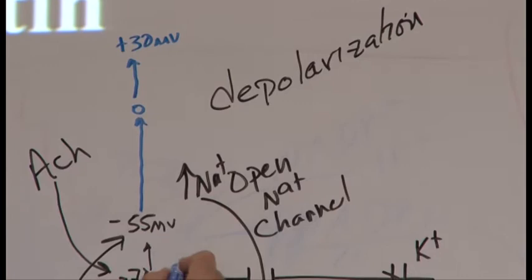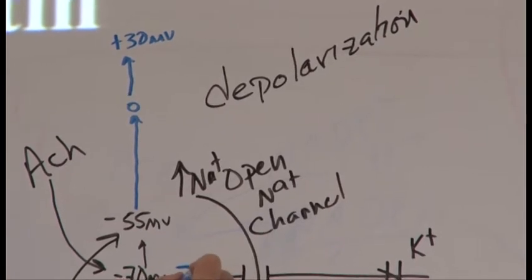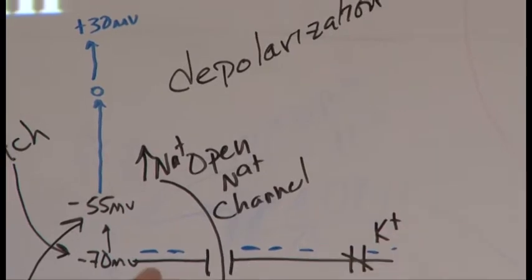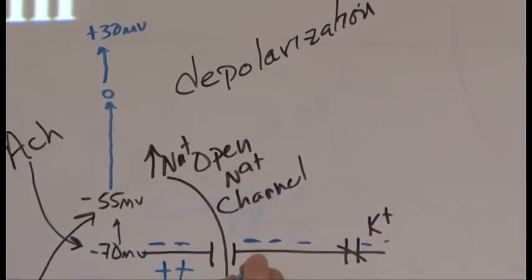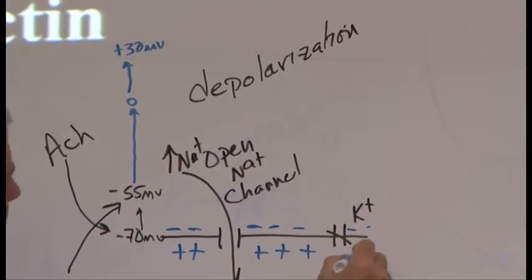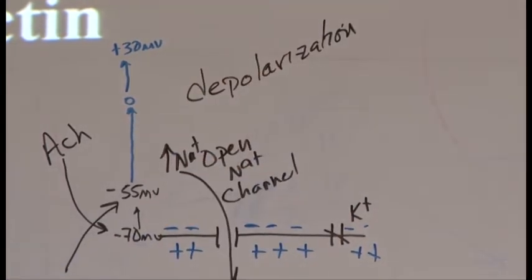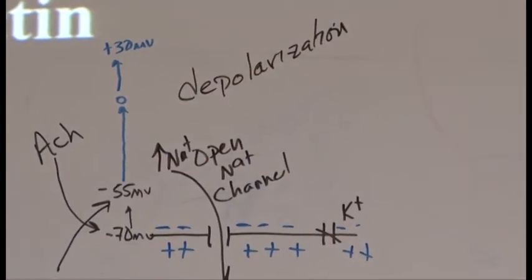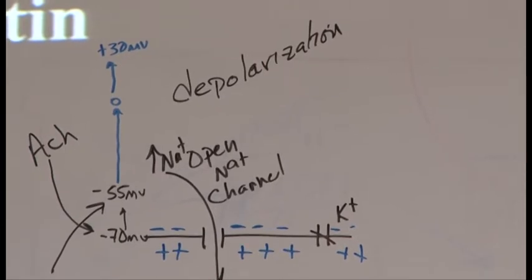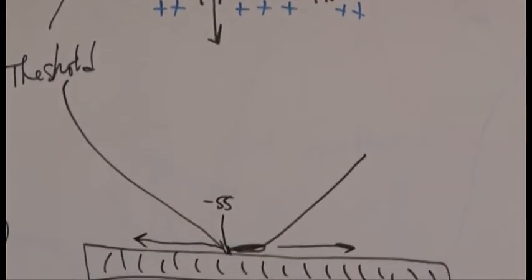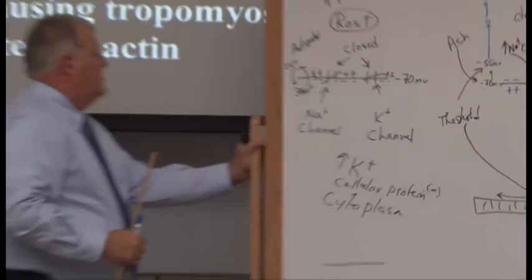And so the membrane is now going to reverse its charge. So we have a negative on the outside of the membrane and a positive on the inside of the membrane. And that's what we refer to as this depolarization event. Okay? And then it's going to move down the muscle fiber or cell from the neuromuscular junction in both directions.